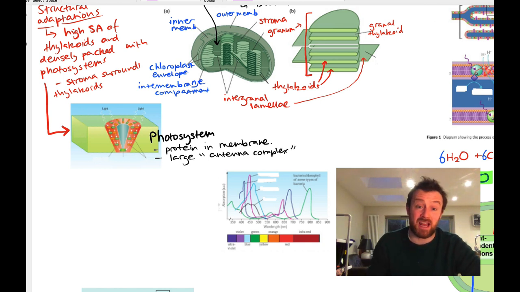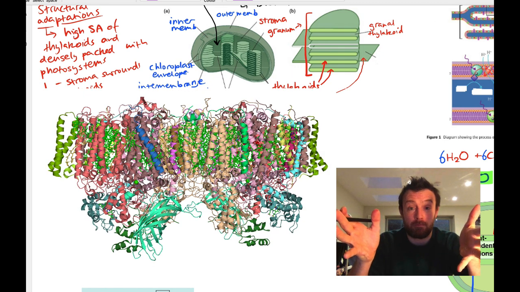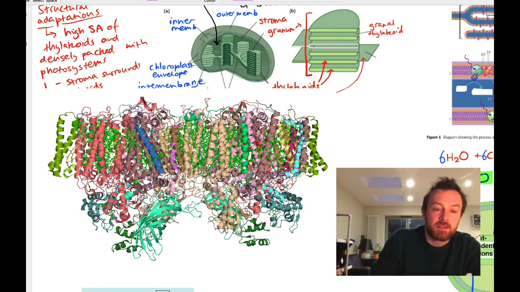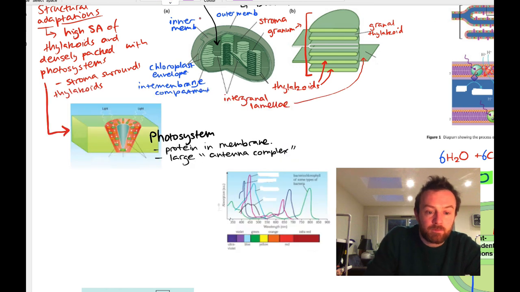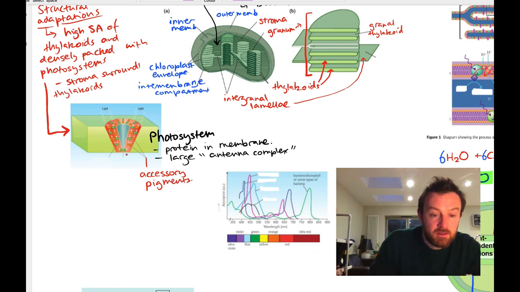In actual fact, here's an actual structure of a photosystem. I'll show you how big it is. Here it is right here. Massive. And it contains two different types of pigments. It contains, number one, accessory pigments. And then it contains a very special pigment, which is called the reaction center pigment.